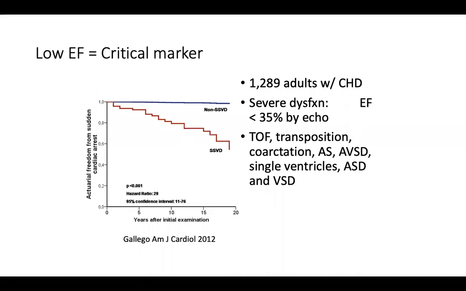And this data shows what is kind of a combination of all the data I just showed you, which is if you don't have severe systemic ventricular dysfunction, your actuarial freedom from sudden cardiac arrest is nearly zero. But if you have severe systemic ventricular dysfunction, your 20-year mortality starts to approach 40%.